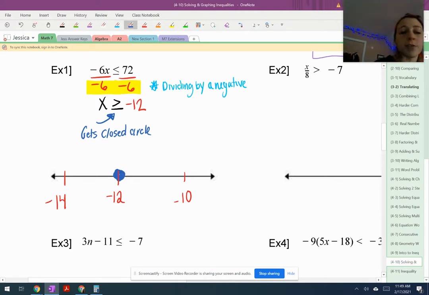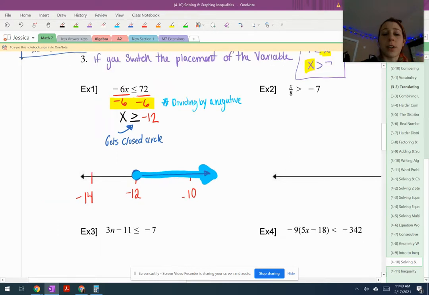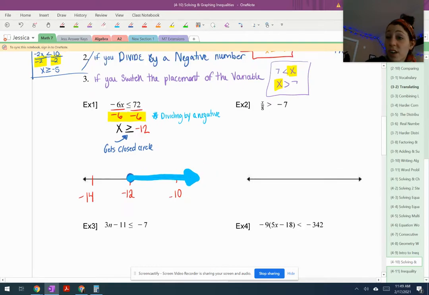And then the shading, again, we're doing that shading depending on which way that inequality is telling me to. This inequality is telling me that x is greater than -12. So I'm going to shade where they get greater than, which is this way. Swoopity swoop. So there we have our filled in circle and our arrow pointing to the right where the numbers are getting greater than. So there you just solved and graphed an inequality right now.